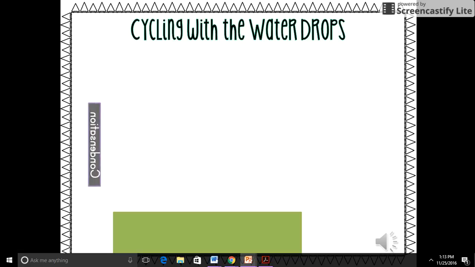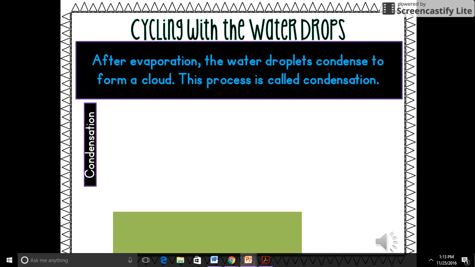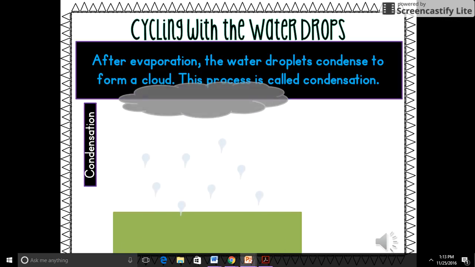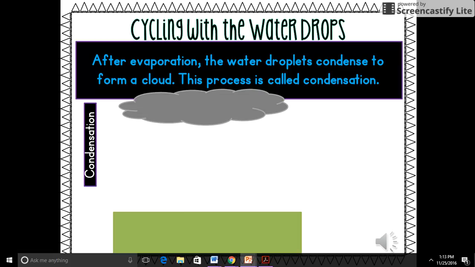And finally, there's condensation. After evaporation, the water droplets condense. They come together to form a cloud. And this process is called condensation. So, you see on this page, you can see that the water droplets have gone up and now there's a cloud instead, and the puddle is gone, and that's what we got.